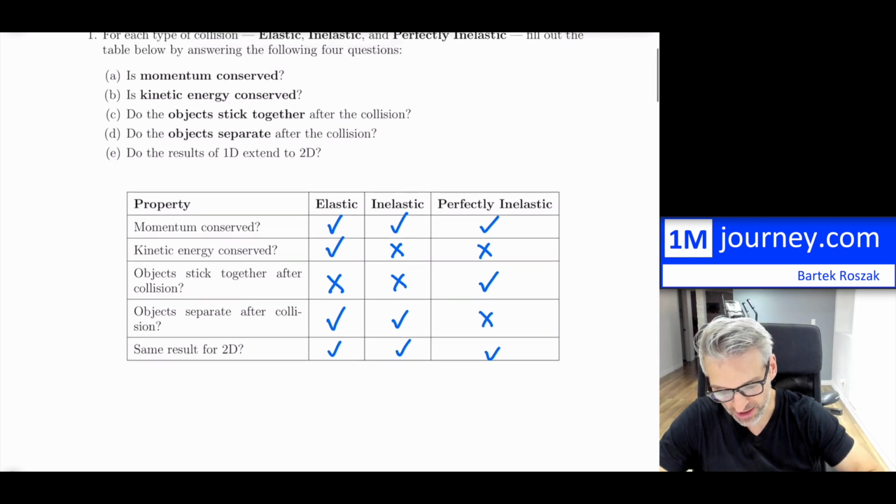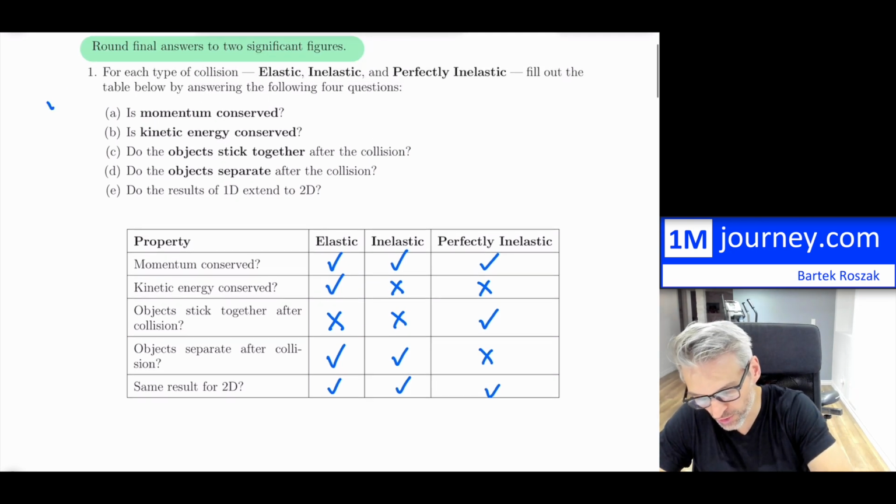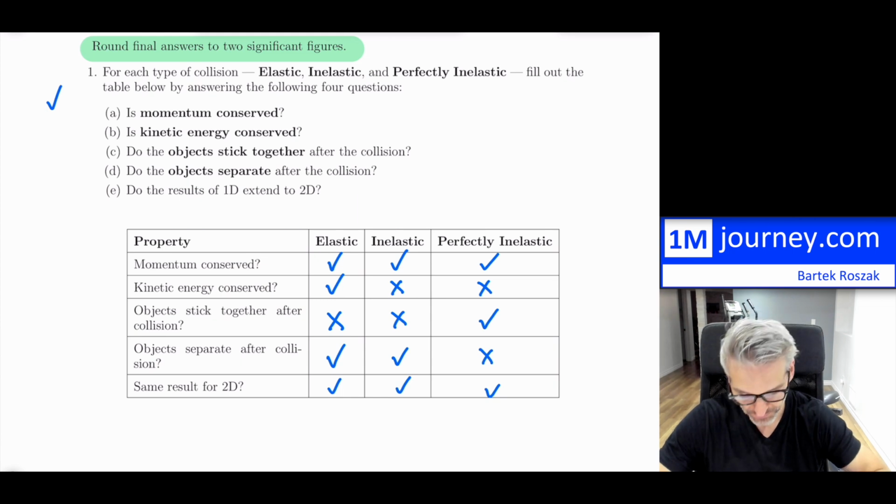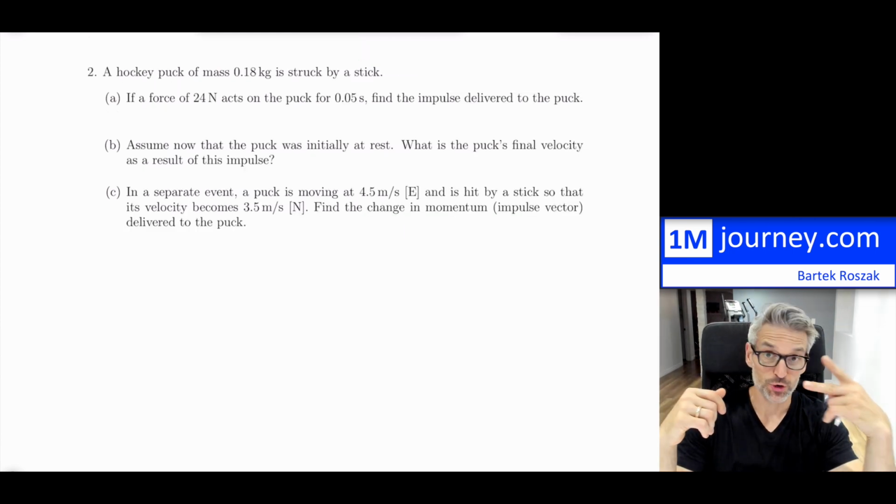So that is question number 1. Not a lot to do here, but a super nice question for teachers or profs to give to their students, just as a reminder of the difference between elastic and inelastic. So that's question number 1. Here's question number 2.